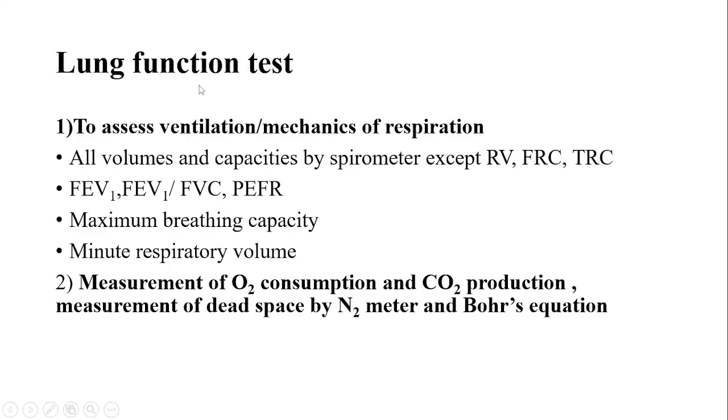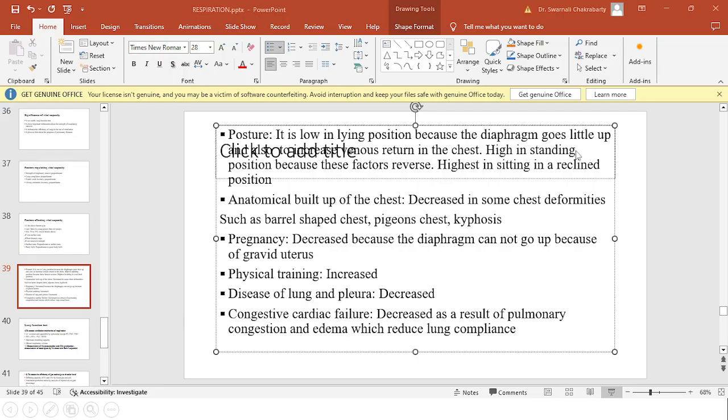Now there are a group of tests by which we can get information regarding how well our lungs are functioning, that are collectively known as lung function tests. And there are different tests to assess the different mechanics of respiration or different aspects of respiration. So if we have to assess the ventilation or mechanics of respiration, we can go for spirometry. Through spirometry, by spirometer, we can measure all the capacities and volumes except for the residual volume and the two capacities, that is the functional residual capacity and total lung capacity.